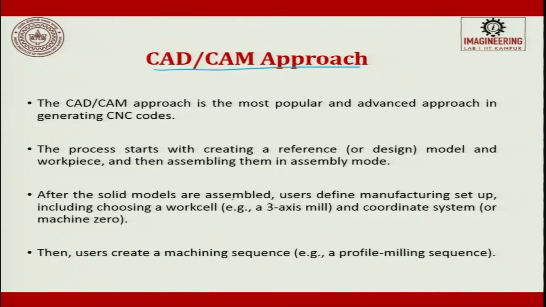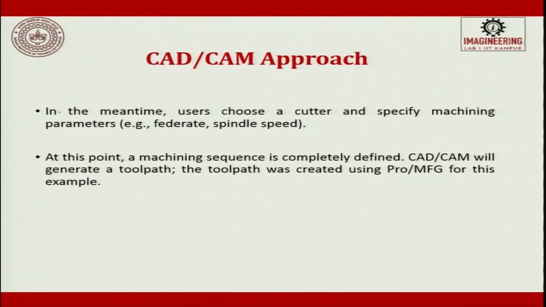After the solid models are assembled, the user defines the manufacturing setup, including choosing the work cell and the coordinate system. Then the user creates a machining sequence depending upon the profile, and in the meantime chooses a cutter and specifies machining parameters. At this point a machining sequence is completely defined. CAD/CAM will generate a tool path, and the tool path was created using Pro-E, a commercially available software, for this example.